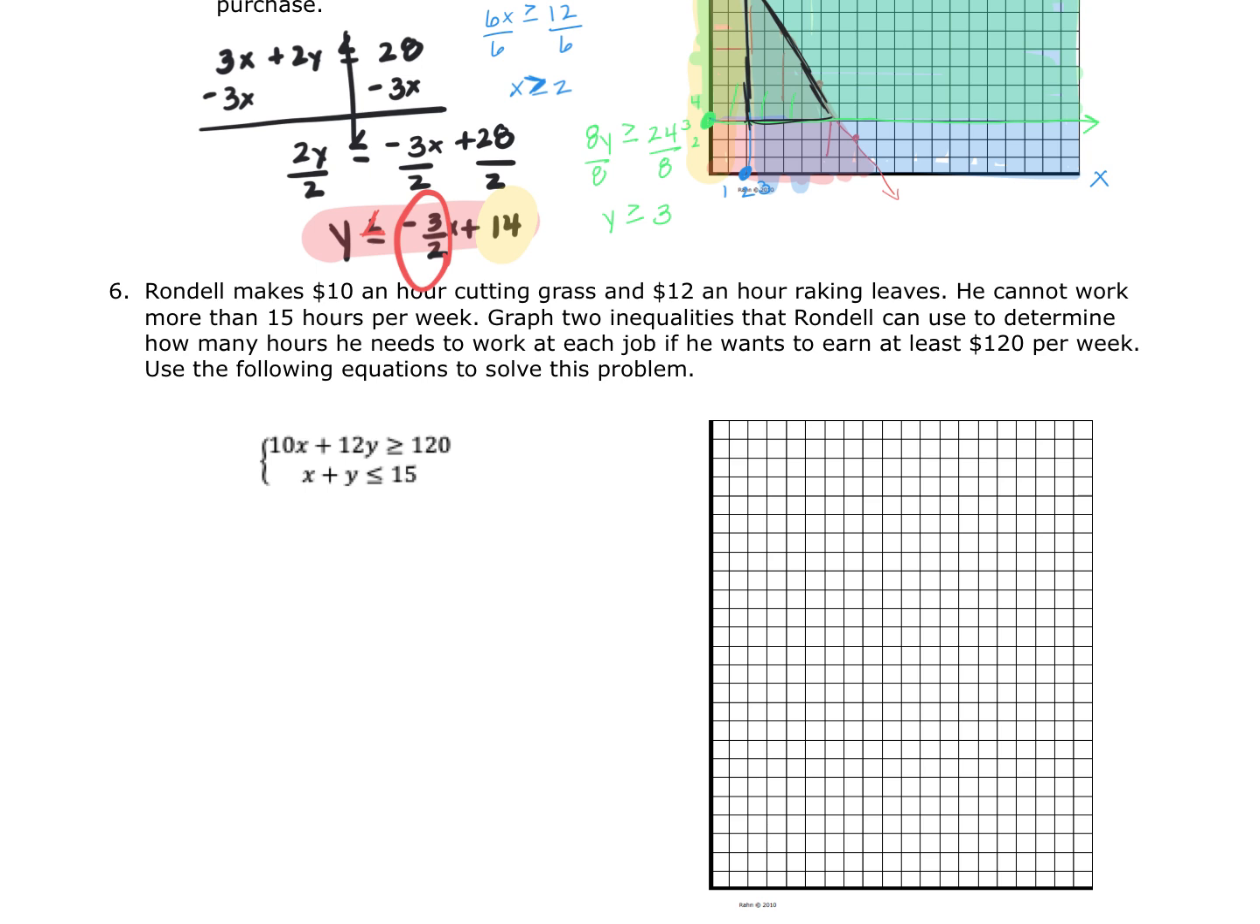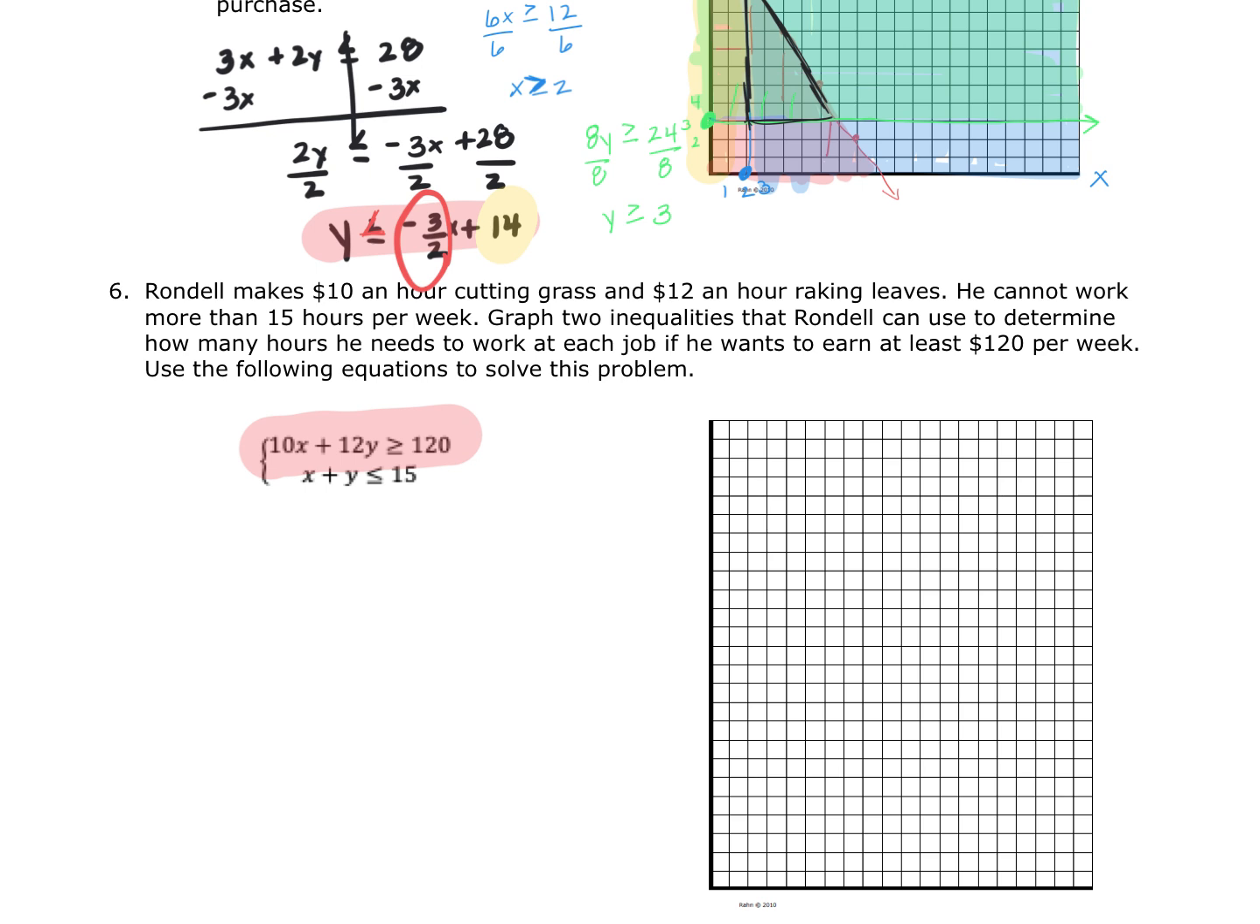Okay, so we're going to use the following equations. So this first equation is just going to tell us how many hours he has to work. What does that one say? Yes, how many hours he has to work cutting grass and raking leaves to make at least $120. He could make more than $120, but he wants to make at least $120. Okay, so we're going to start with that one first.